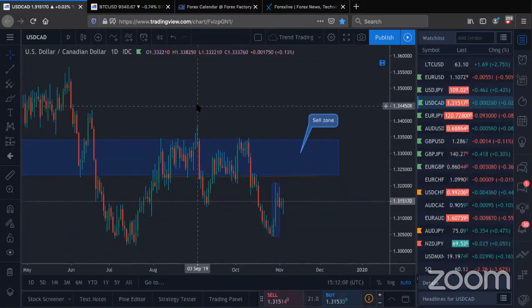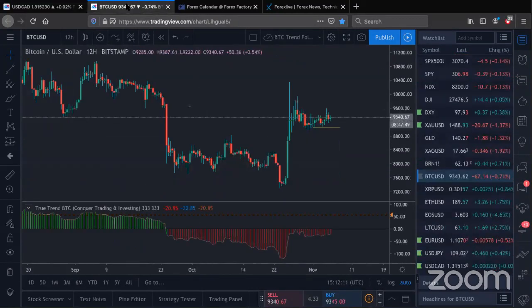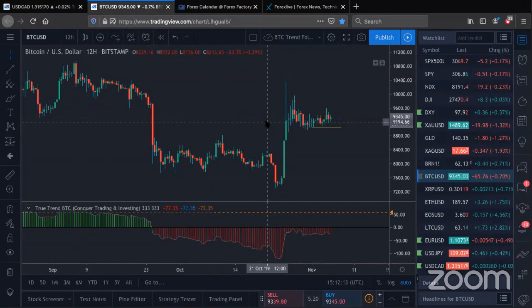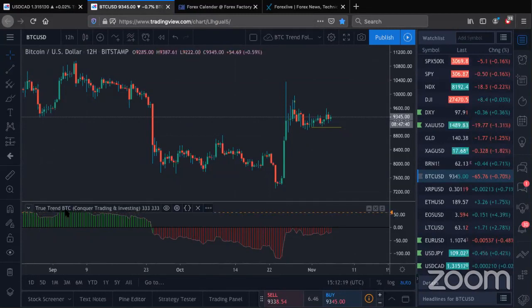Let's move over to Bitcoin. Now I'm watching Bitcoin on the 12-hour time frame. I'm using a different true trend setting. This is true trend BTC. This is using the 333 period CCI period.